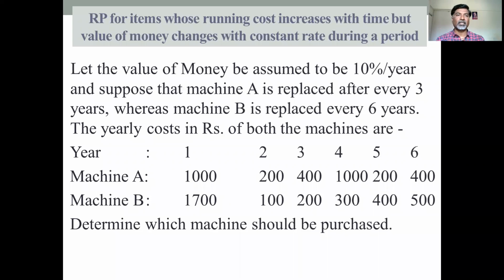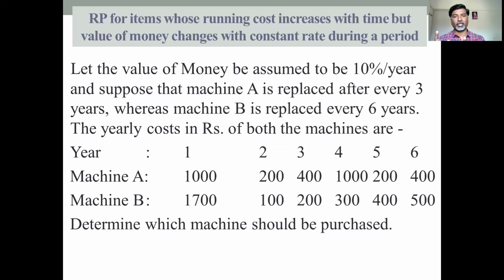Just see the example. Let the value of money be assumed to be 10% per year. What is the value of money? Scrap value 10% per year. And suppose that machine A is replaced after every 3 years, whereas machine B is replaced every 6 years. The yearly cost in rupees of both machines: for the first year, machine A maintenance cost is 1,000 rupees, for machine B 1,700 rupees.